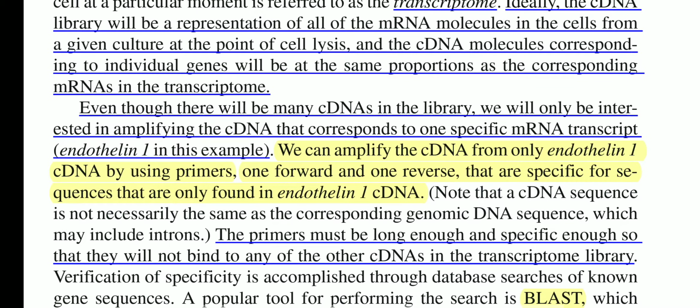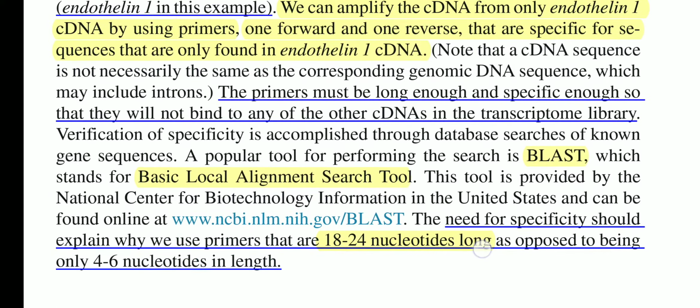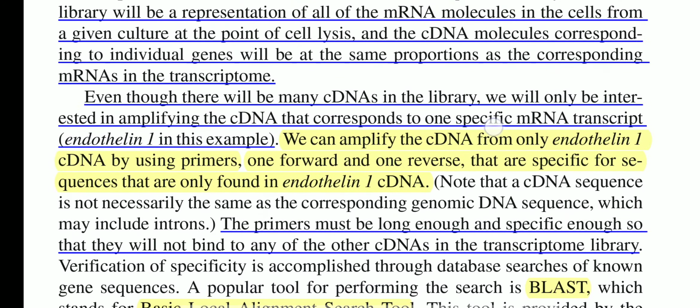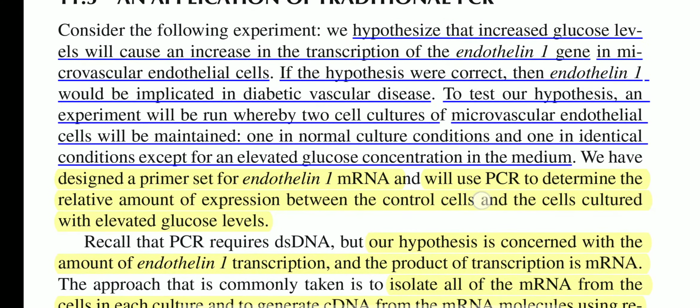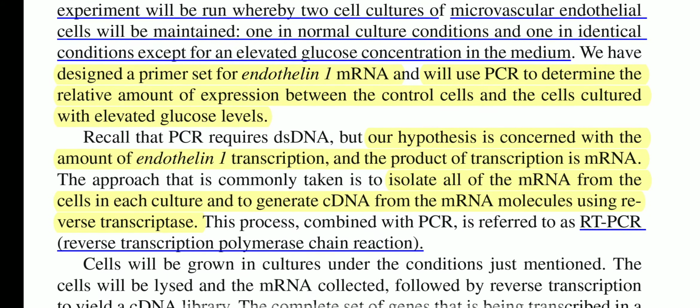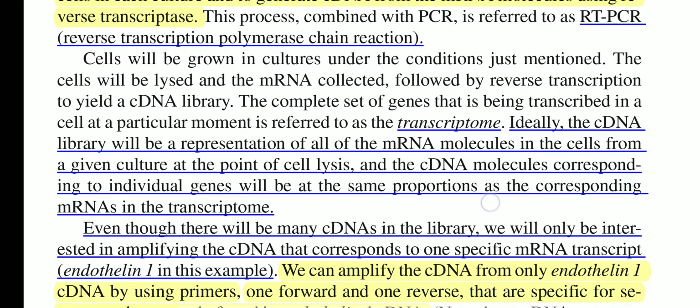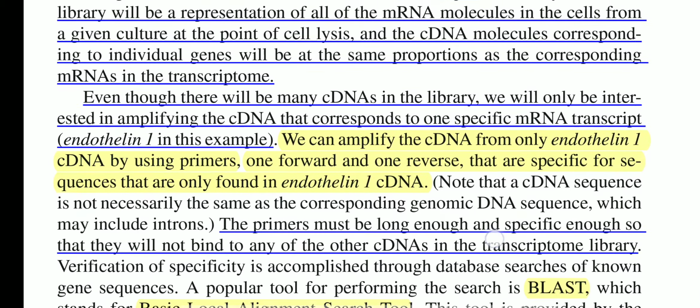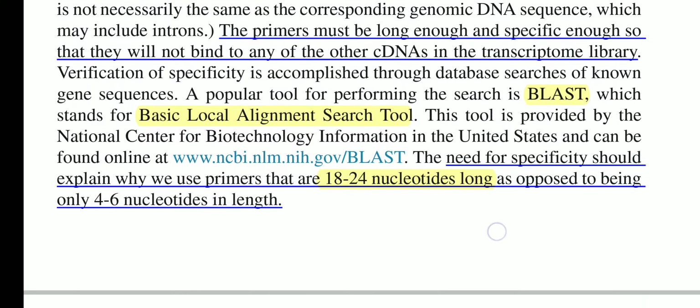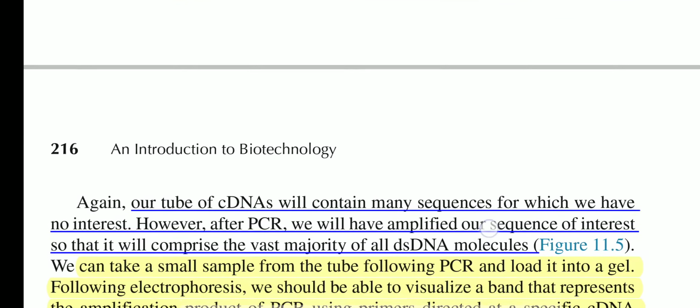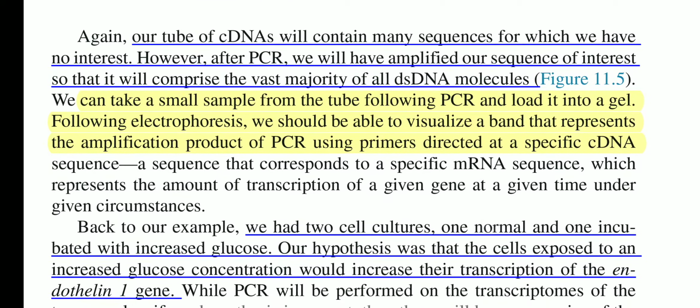So everything is written here. I'm not going to read all those things, you can read them out. I'm just pausing it, have a screenshot or a picture, and read out all those things that are underlined or marked, but everything I have told right now is written. So here our tube of cDNA will contain many sequences. Now we have cultured the cells in different solutions, glucose rich and glucose poor. Now we have to take cells from this culture.